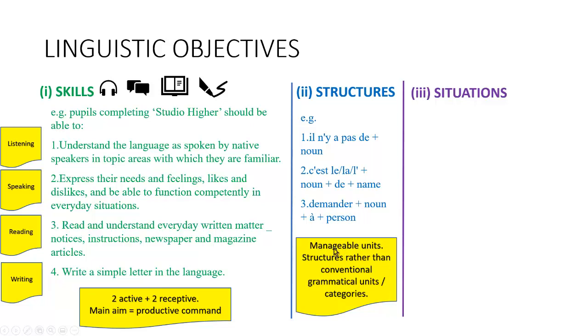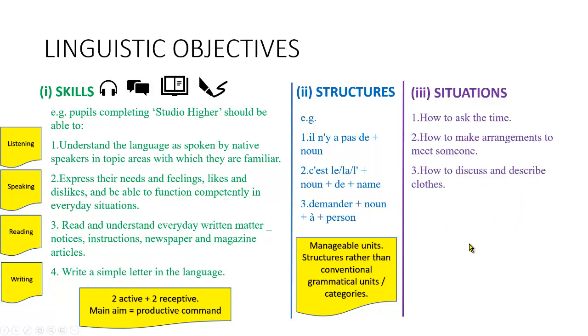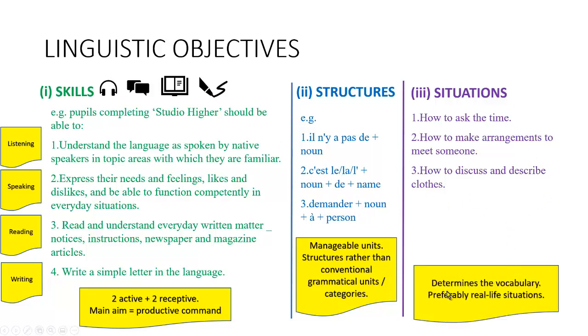And it's this idea of manageable units. You're thinking about what it is they're going to be able to do at the end. And then be aware of the situation. So, for example, how to ask the time, how to make arrangements to meet someone, how to discuss and describe clothes. It's useful to have in your mind when you're teaching this structure for this skill, in what context would they need it. So defining the situations often determines the vocabulary that you're going to need, and preferably think about real life, or at least relevant situations.